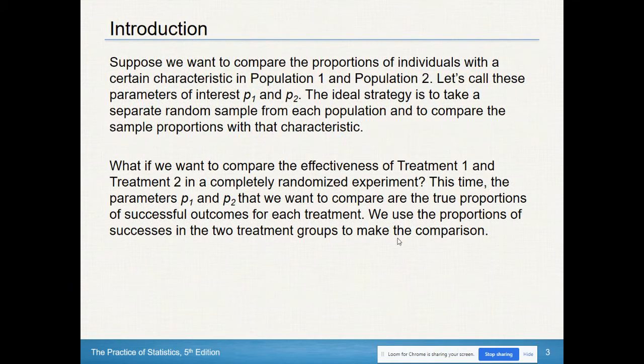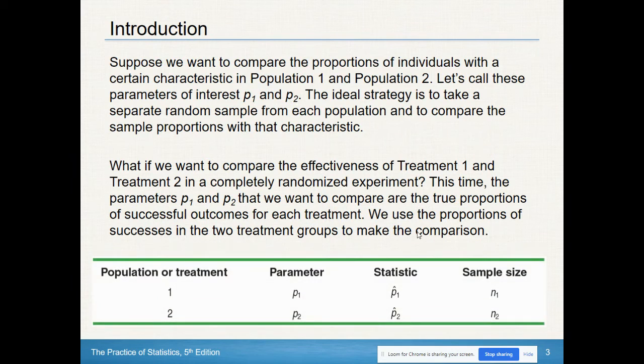All right, so introduction. Suppose we want to compare proportions of individuals with a certain characteristic in population 1 and 2. Let's call these parameters of interest P1 and P2. The ideal strategy is to take separate random samples from each population and to compare the sample proportions with that characteristic. What if we want to compare the effectiveness of treatment 1 and treatment 2 in a completely randomized experiment? This time the parameters P1 and P2 that we want to compare are the true proportions of successful outcomes for each treatment. We use the proportions of successes in the two treatment groups to make the comparison.